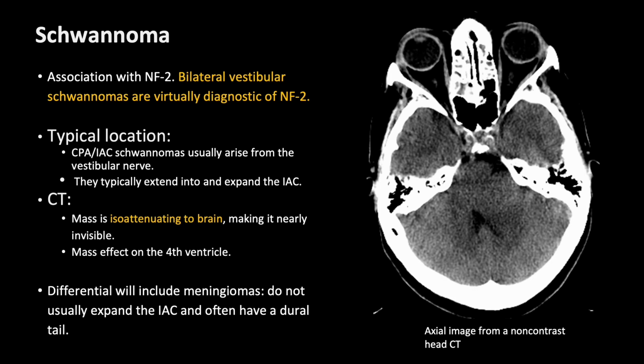We have an axial image from a non-contrast head CT here on the right, and as you can see, the schwannoma is iso-attenuating to the brain, so it can make it very difficult to see on CT, but it can also show mass effect on the fourth ventricle, which is demonstrated in this image. The differential for schwannomas will also include meningiomas, but meningiomas usually will not expand into the internal auditory canal, and they will also have other characteristics such as a dural tail.